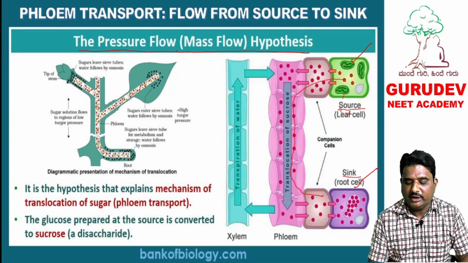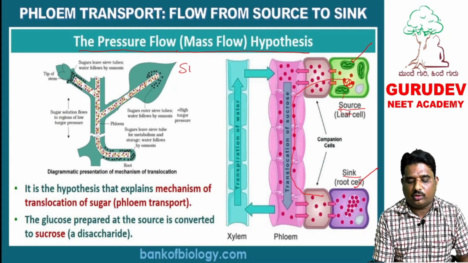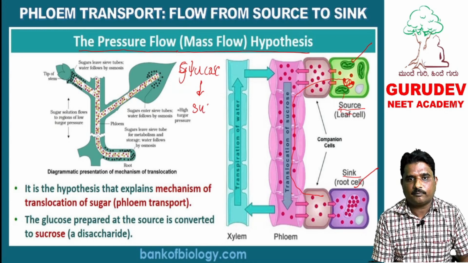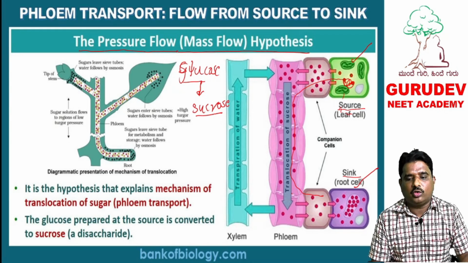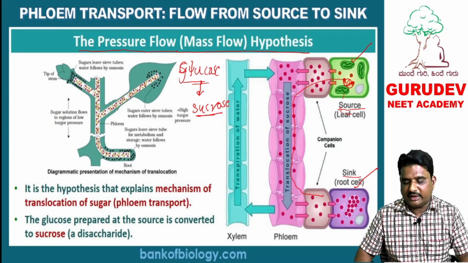Okay. Remember, initially in the leaf, glucose is prepared. Here glucose is prepared and this glucose is converted into sucrose. As sucrose is a disaccharide, you know that. Here glucose is produced and glucose is converted into sucrose. So what happens next?